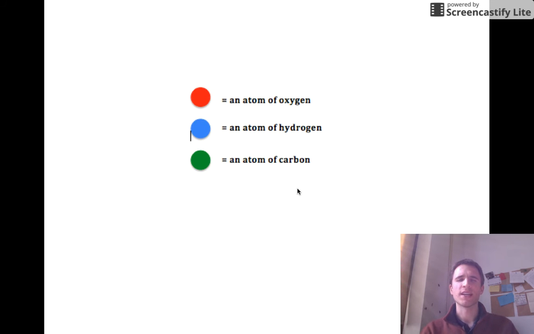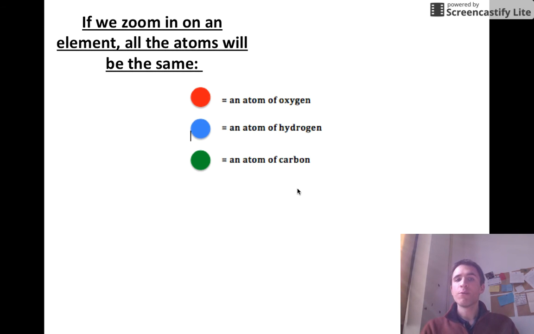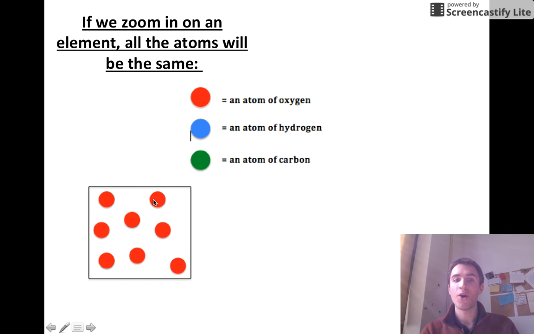Pretend that we can take an element and zoom in on it microscopically to see what its atoms or its particles look like. If you were to zoom in on an element, all the atoms will be the same. So let's pretend we're going to zoom in on an oxygen element. We zoom in, all of its atoms are going to be the same, right? In this case, all of its atoms are oxygen atoms.